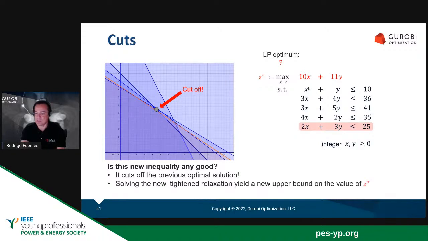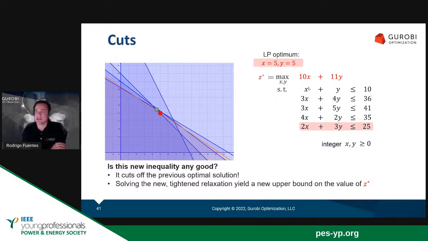So solving the new LP relaxation should give us a better solution for the upper bound. The upper bound is the LP relaxation. So let's see what happens. Boom, let's solve that problem. There it is. We solve this problem, and the solution is 5 and 5. And this is without considering the integrality constraints.